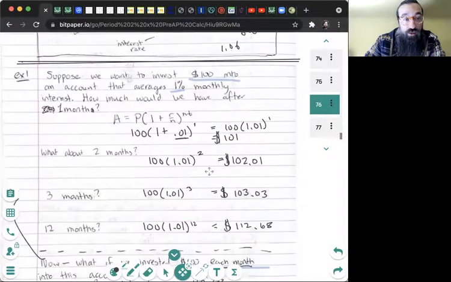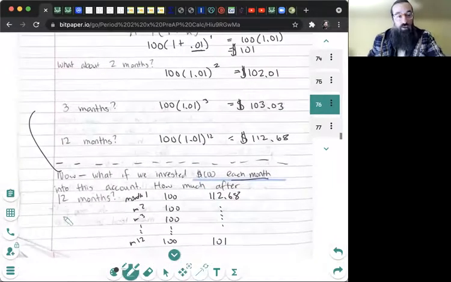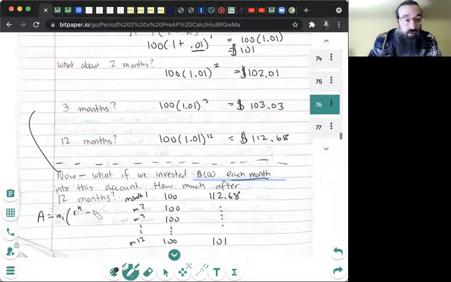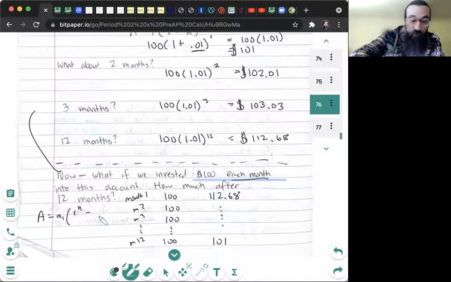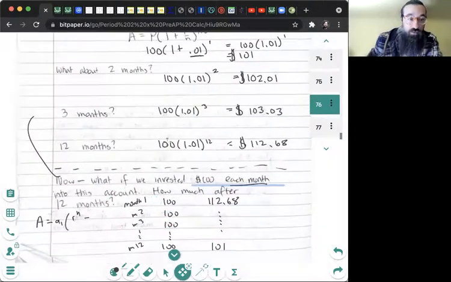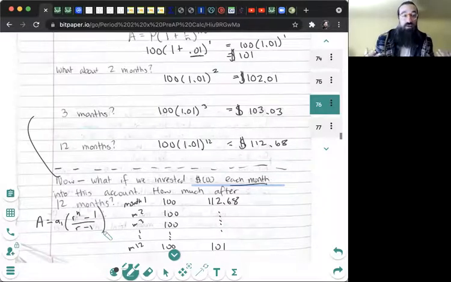Here it is. I'll write it down below. And the formula says the amount is going to be equal to the first term times the rate to some power. Now, let's just make sure I'm writing it right. Rate to some power minus 1, all divided by the rate minus 1. Okay, so that's our formula.